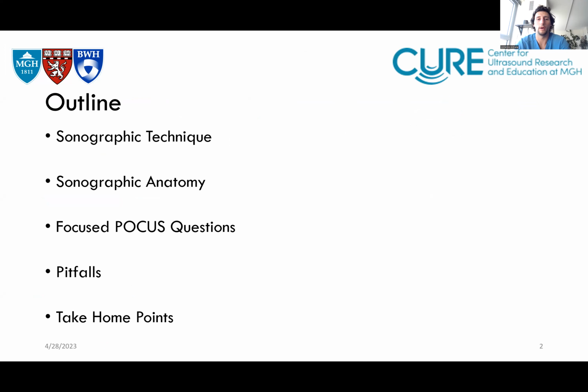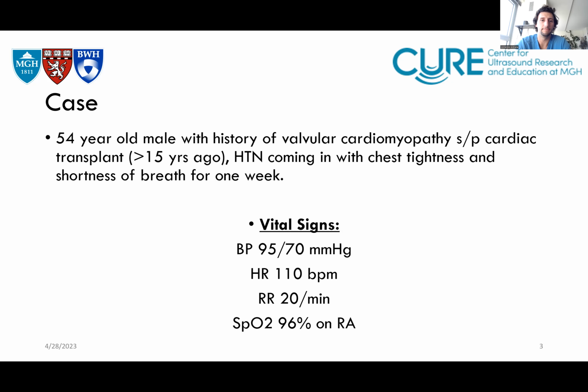Where do you put the probe? How do you orient it? And the anatomy that we expect to see in each orientation of the technique. What are the specific questions that we're looking to answer when we do a transthoracic echo in the emergency department? Some of the pitfalls, and we'll have a summary at the end.